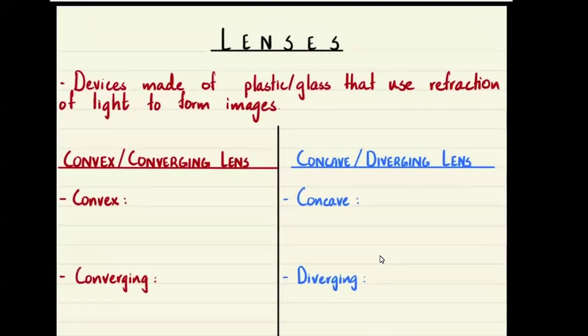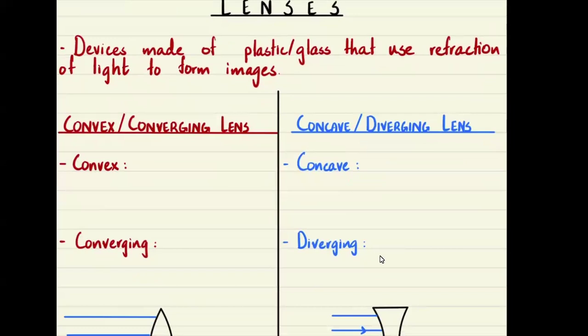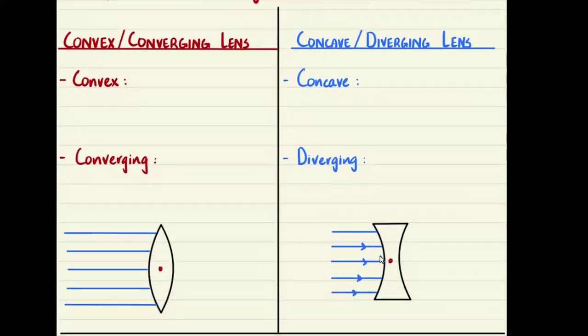So first of all, if we just talk about the idea of lenses and what they are, they're just devices made of plastic or glass that use refraction of light, something you would have done if you have covered light before, to form images. Now there are basically two categorizations of lenses. The one on the left is called convex or converging. Both of these are names used to describe a lens that looks like this here. And both of these names come from different ideas.